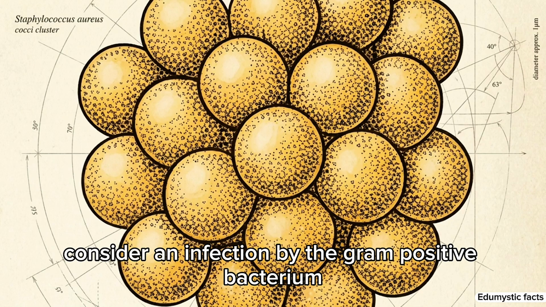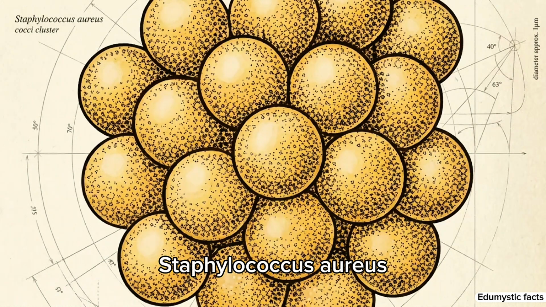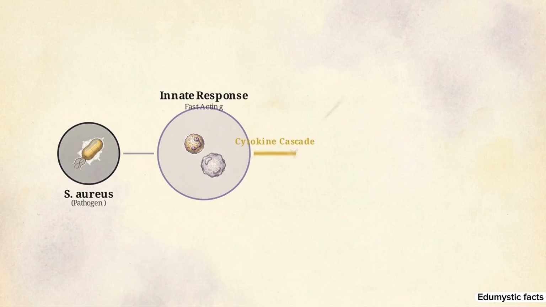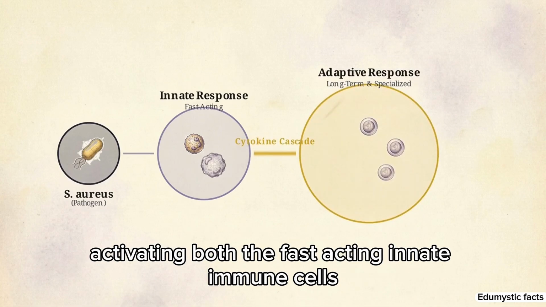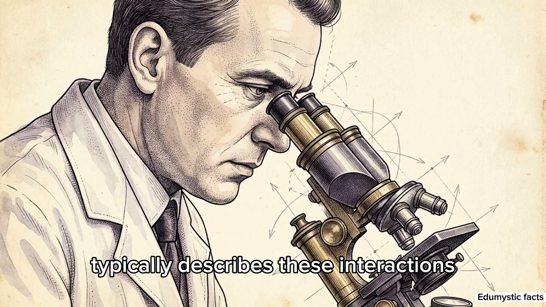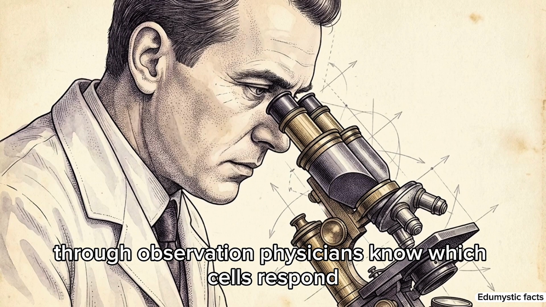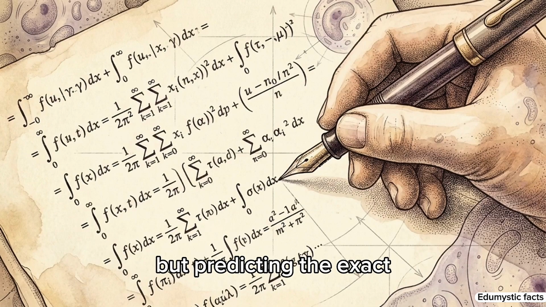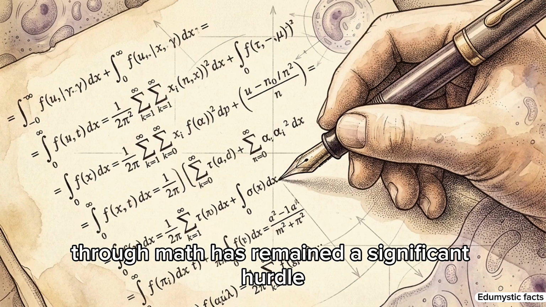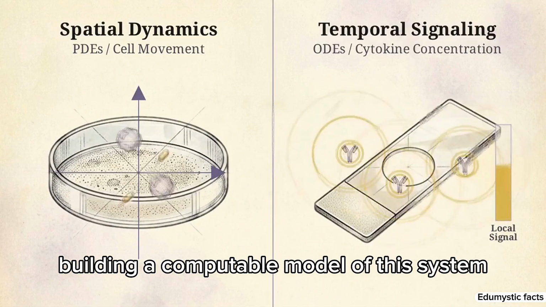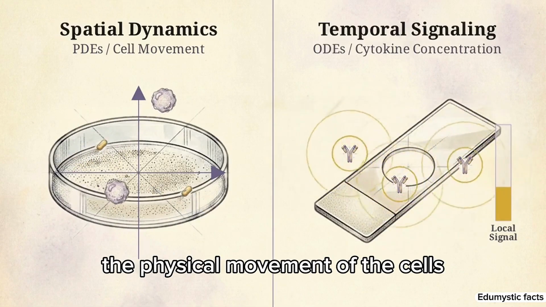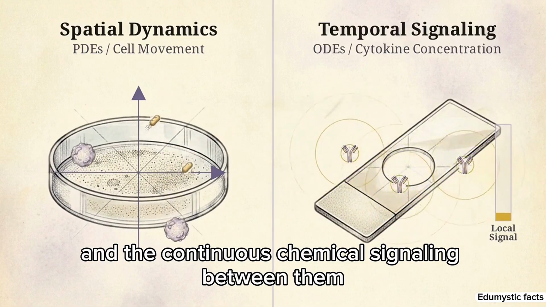Consider an infection by the gram-positive bacterium Staphylococcus aureus. The presence of this specific pathogen triggers an interconnected cascade, activating both the fast-acting innate immune cells and the long-term adaptive immune response. Clinical immunology typically describes these interactions through observation. Physicians know which cells respond, but predicting the exact timing and magnitude of that response through math has remained a significant hurdle. Building a computable model of this system requires tracking two distinct processes at once: the physical movement of the cells and the continuous chemical signaling between them.